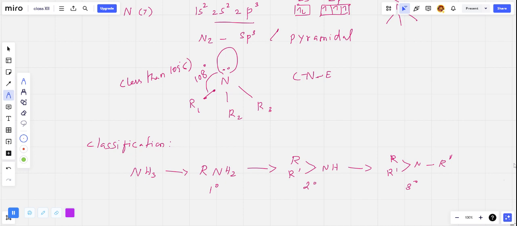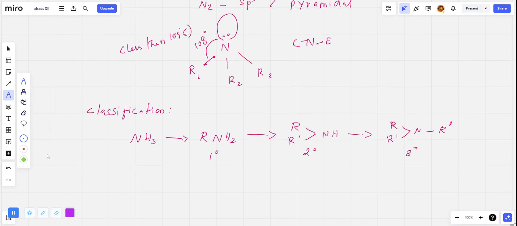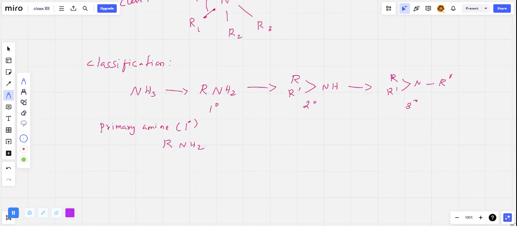Okay, so some examples. If you take a primary amine, there is RNH2, which is a general one. If you want a specific one, CH3, CH2, CH2, NH2. This is primary. Then another one, CH3, CH, CH3, CH2N, sorry, this is also a primary.